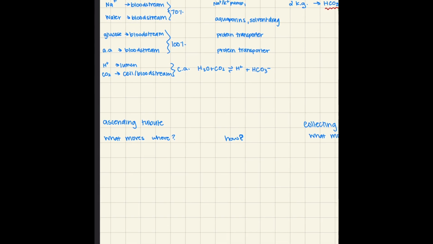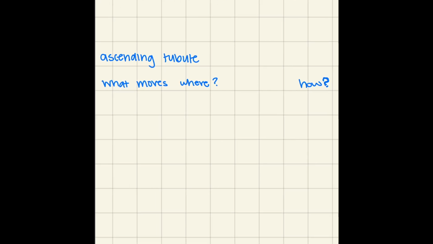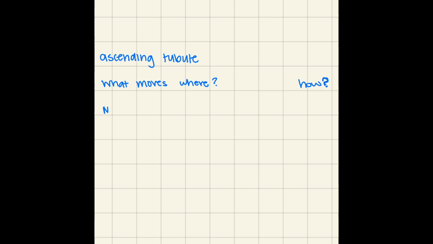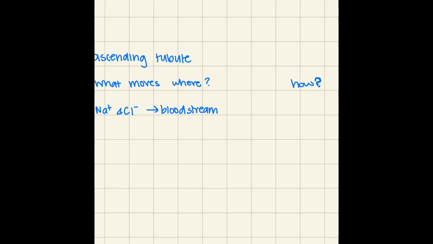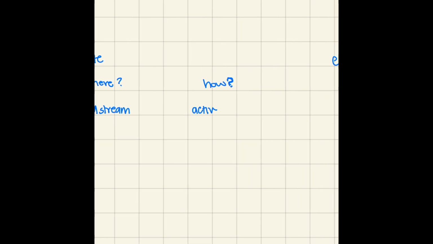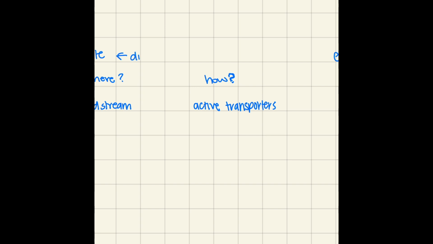Then in the ascending tubule, we move a lot of salt. So we move sodium and chloride into the bloodstream. And we do that via active transporters. I actually believe it might be secondary active transporters. But the membrane is not permeable to water at this point, so we're only moving salt, which will effectively dilute our urine.